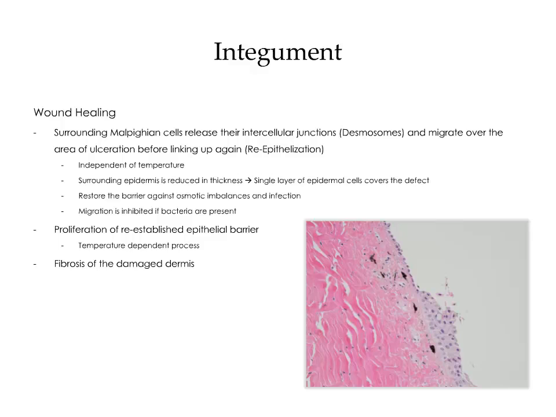The next step is proliferation of the re-established epithelial barrier. This is a temperature-dependent process. As wound healing progresses, there's eventual fibrosis of the damaged dermis.